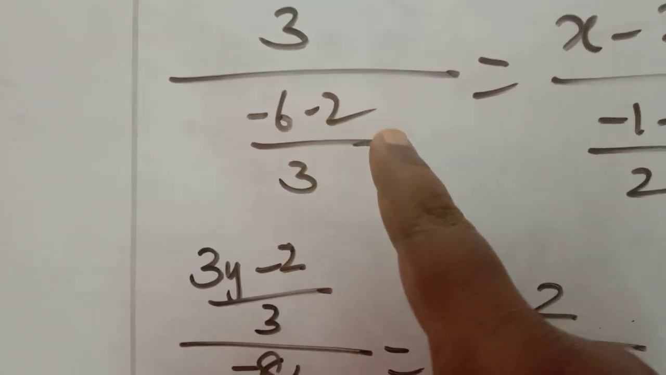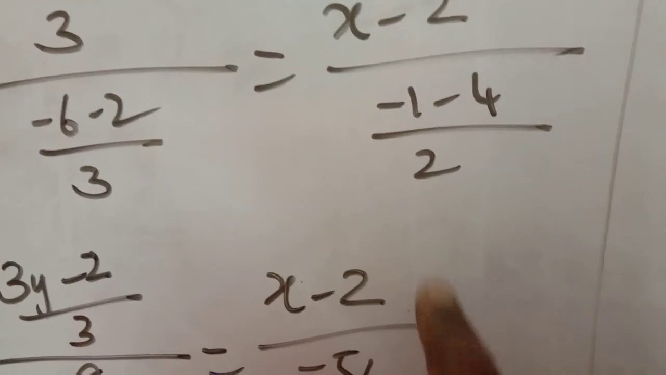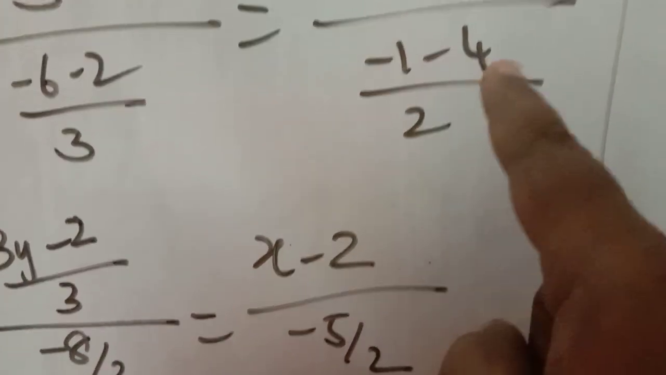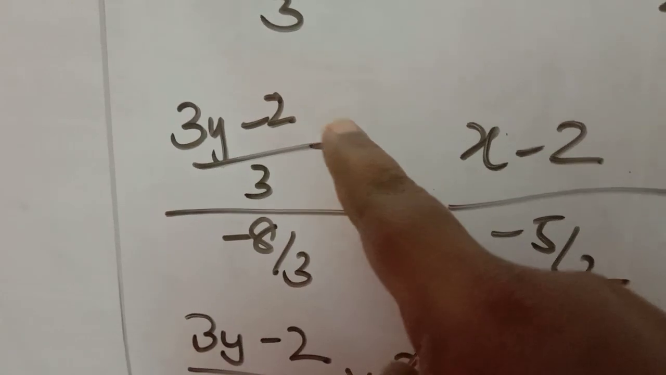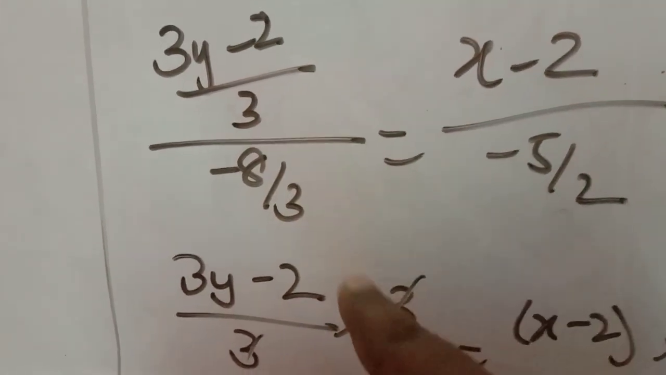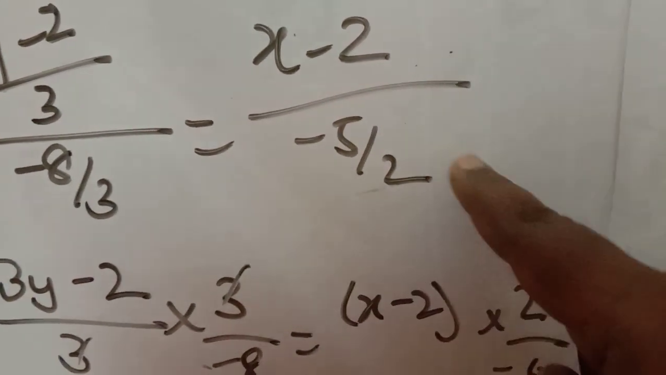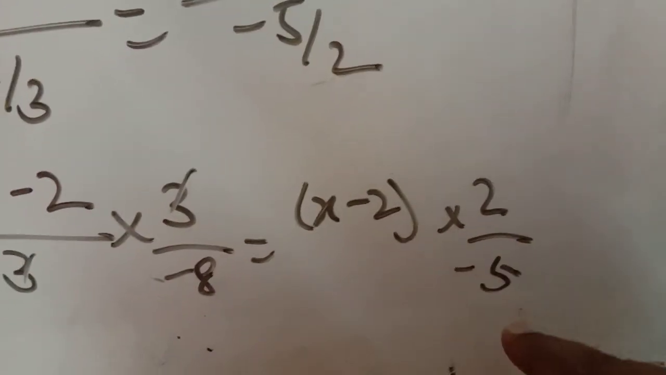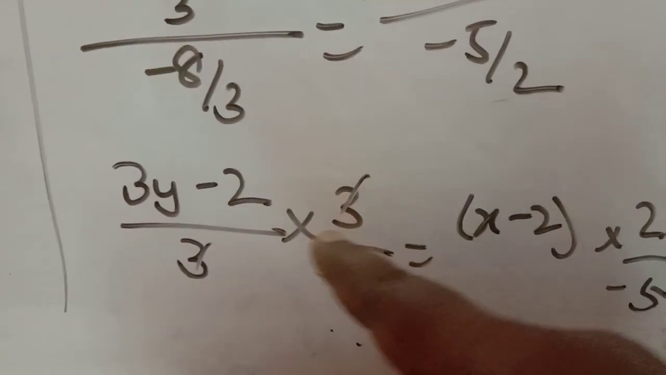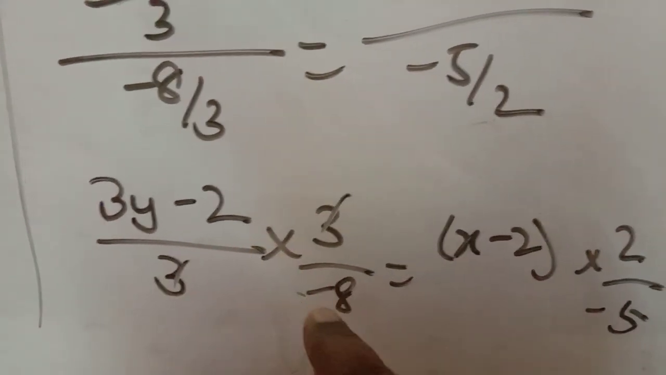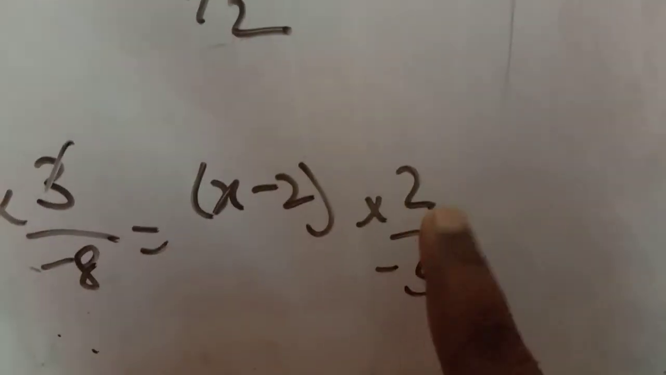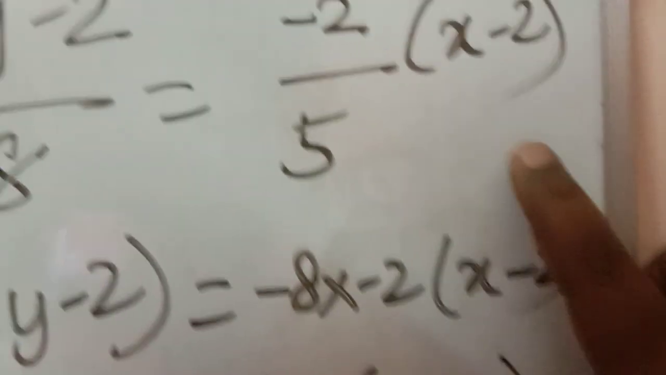Now 3y minus 2 by 3 write as such, and minus 6 minus 2, it is minus 8 by 3. Now x minus 2 by, simplify this, minus 5 by 2. Fraction in the numerator, write the same fraction. Fraction in the denominator, write its reciprocal. Here x minus 2, fraction is there in the denominator, so write the reciprocal. Now these 3 and 3 will be cancelled. So 3y minus 2 by minus 8 is equal to minus 2 by 5 into x minus 2.